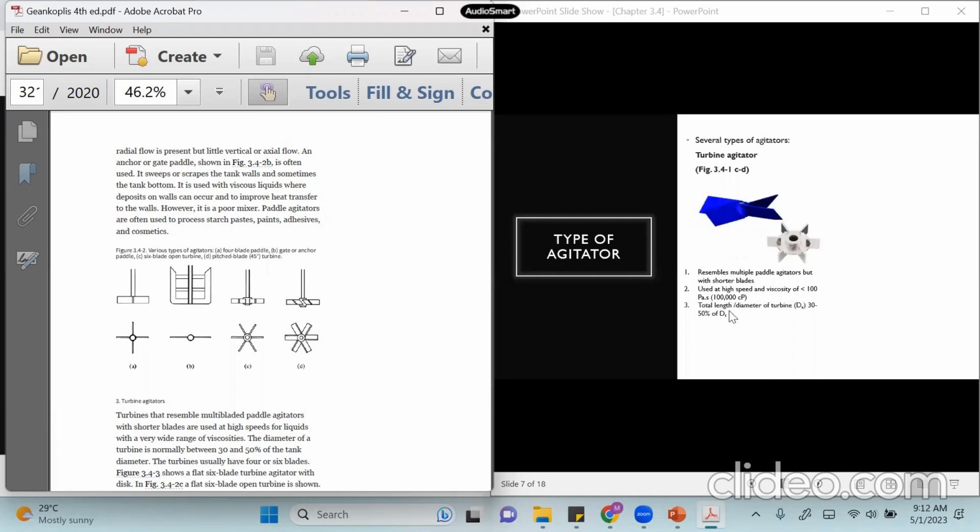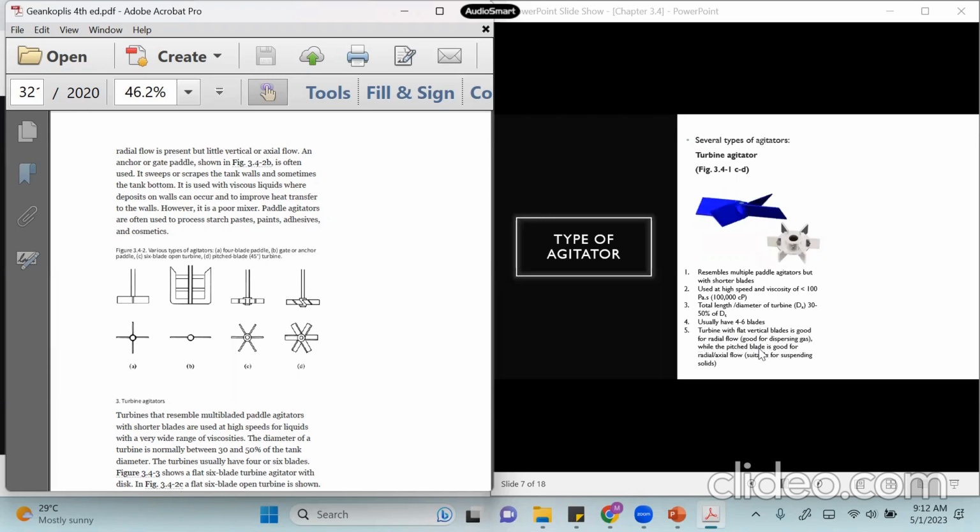Now, the total length or the diameter of the turbine, from this end to that end, which we call dA, is actually 30 to 50% of the tank diameter. So if I have a tank diameter of 1 meter, that means the diameter of the turbine is only 30 centimeters up until 50 centimeters, from this end to this end. It usually has 4 to 6 blades. A turbine with flat vertical blades is good for radial flow, so it's good for dispersing gas.